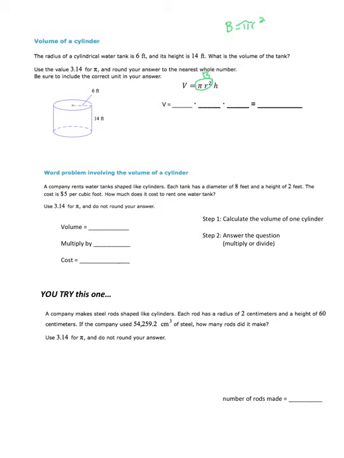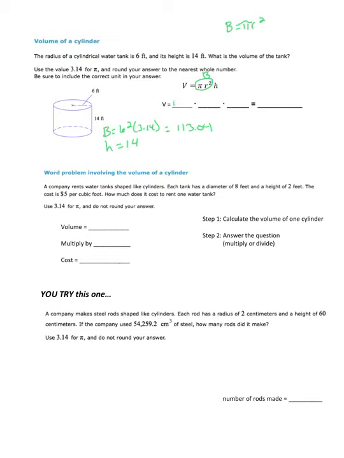So the area of the base, in this case, is pi r squared. R is 6. So big B equals 6 squared times 3.14. H equals 14. All right, nearest whole number. So right now I'm going to keep it in decimal form until the end. The area of the base is 113.04. I'll round at the end to make sure I have the proper answer.